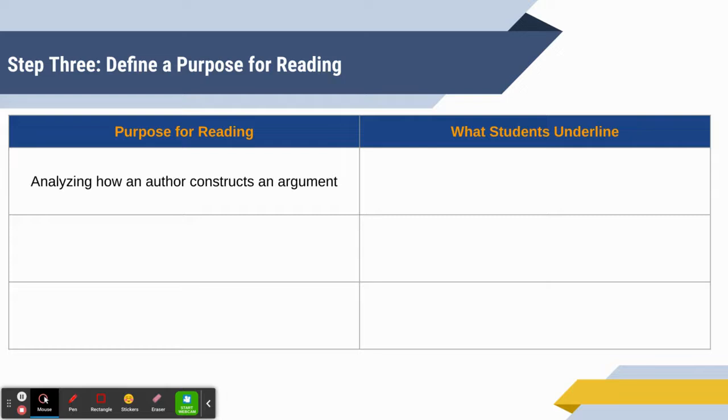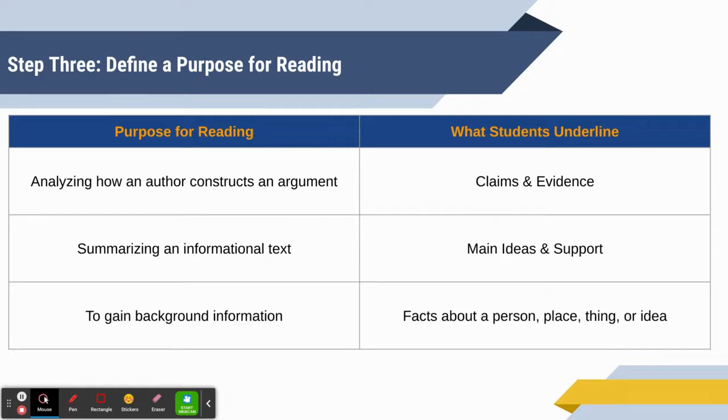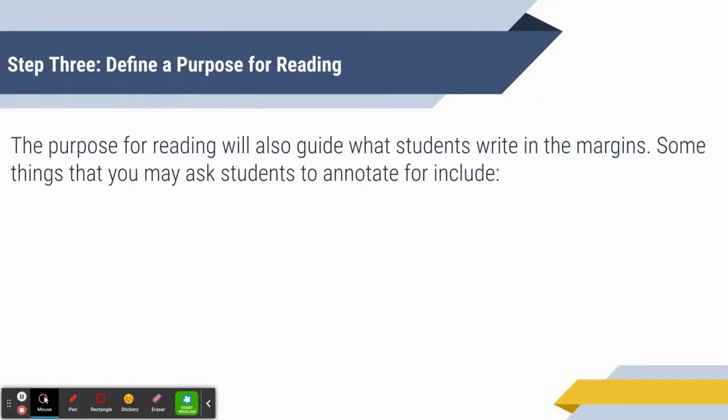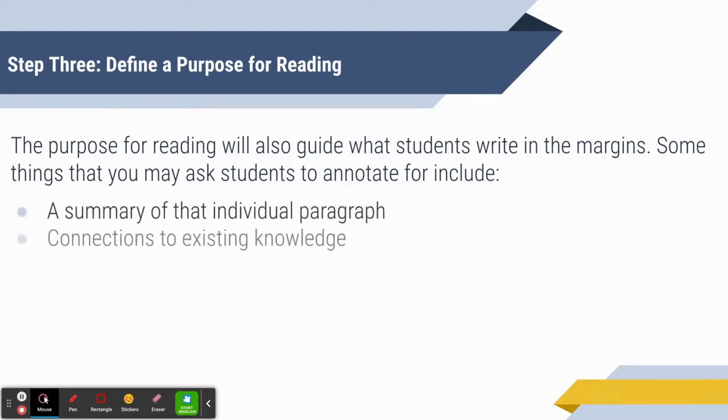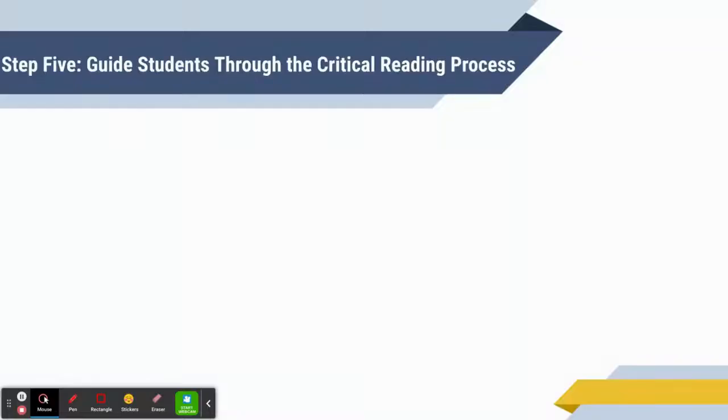In more general terms, if your goal is for students to analyze how an author constructs an argument, they'd be underlining claims and evidence. If the purpose is to summarize an informational text, they would be underlining main ideas and support. If the purpose is to gain background information, they would underline any facts about that person, place, thing, or idea that they're gaining their background information on. Your purpose for reading is also going to guide what students write in the margin. Some things that you might ask students to annotate for include a summary of each individual paragraph, connections to existing knowledge, questions.